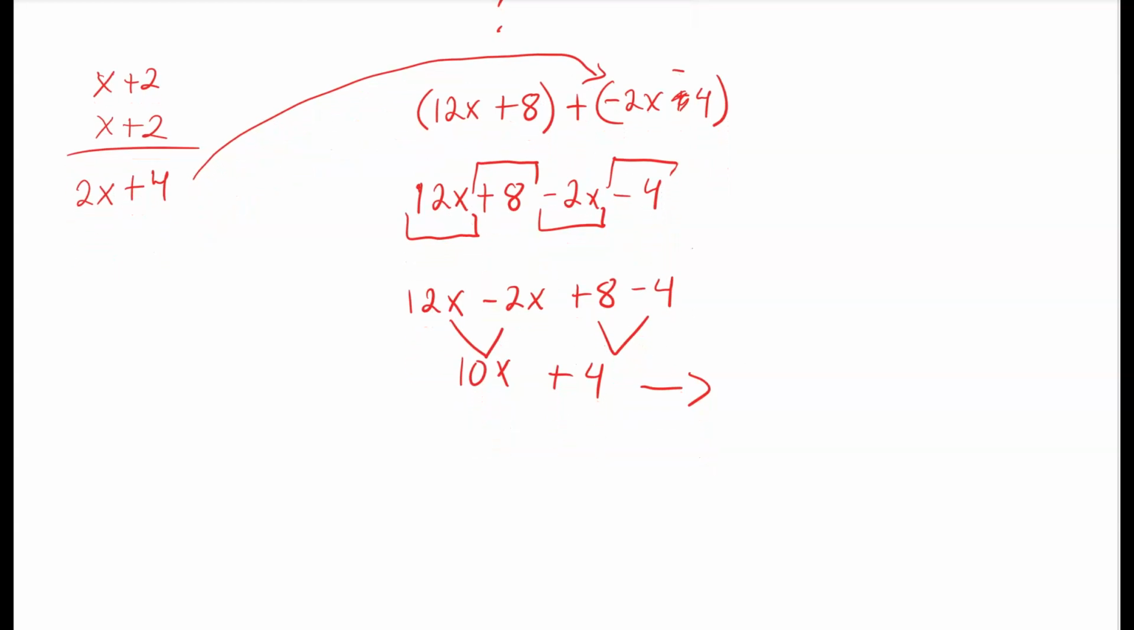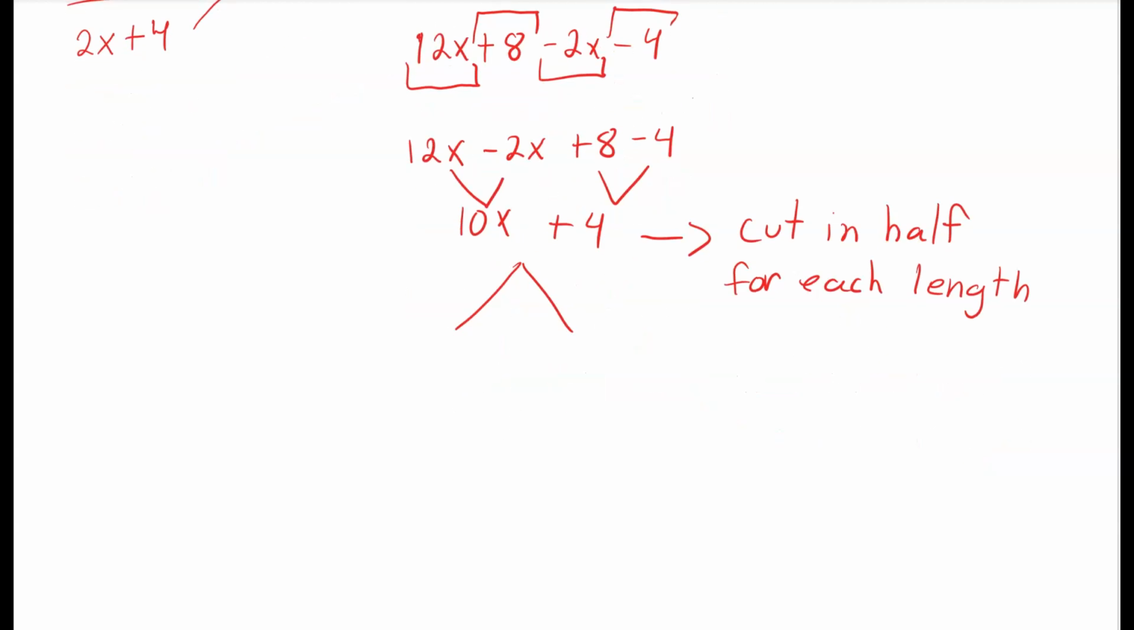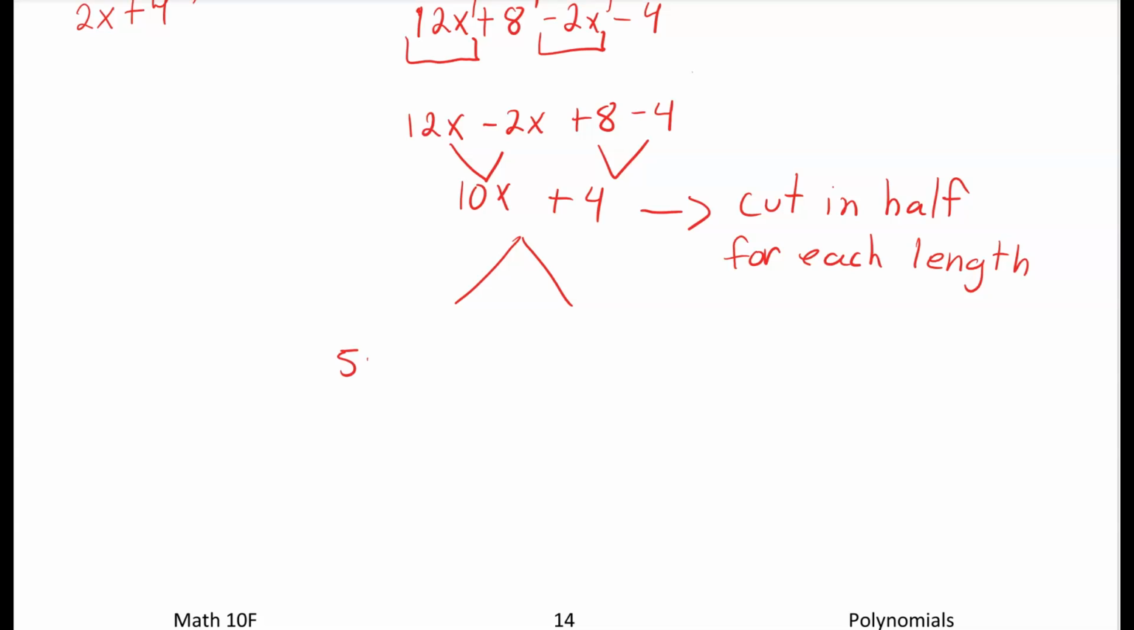So we want to cut this in half or divide this by 2. So we're cutting it in half for each length. Meaning, if we take 10x and we want to split it into 2, well, half of 10x would be 5x and 5x, and half of 4 would be 2 and 2. So that means the top of the rectangle is going to be 5x plus 2, and the bottom of the rectangle is going to be 5x plus 2.